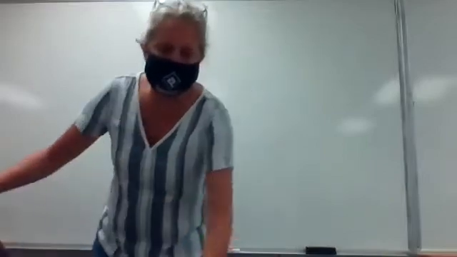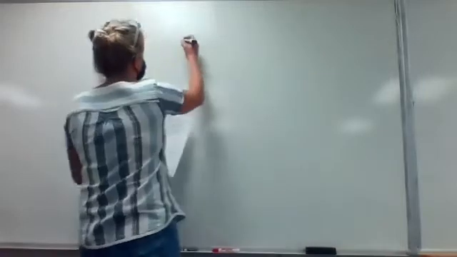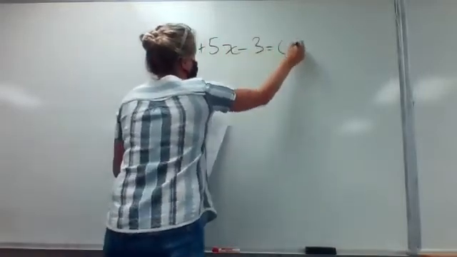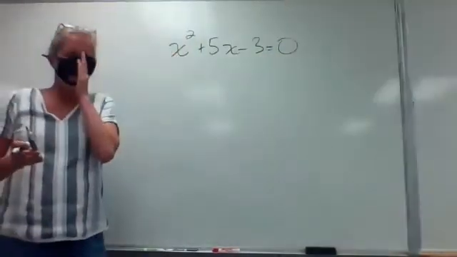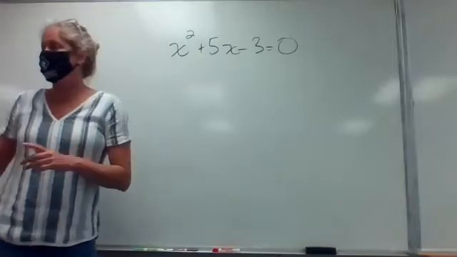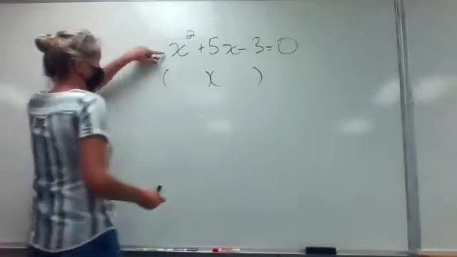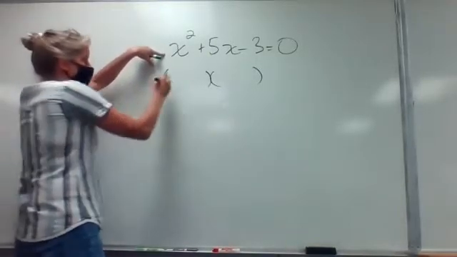So what about on number 3? We've got x squared plus 5x minus 3 equals 0. Okay, don't write this down. So if I try to do it like I did the last one and factor it, I could get the x squared, right? That's no big deal. X and x to give me x squared.